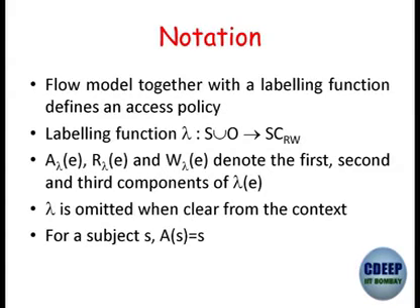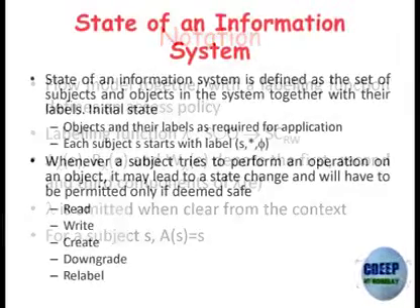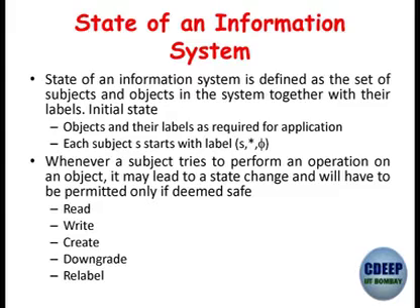For a subject, usually it is denoted A of S is equal to S. And so now let us see what would be the way the transformation can happen. A state of an information system is defined as the set of subjects and objects together with their labels and the initial state. Objects and their labels as required for the application. And now in the initialization, each subject starts with a label S, that is the owner, and then anyone can read it and nobody can write it. That means integrity is being maintained, and now it is a public one so that anyone can read it.